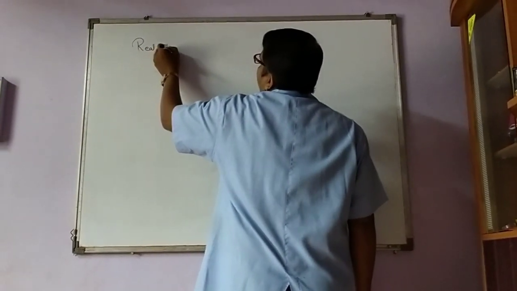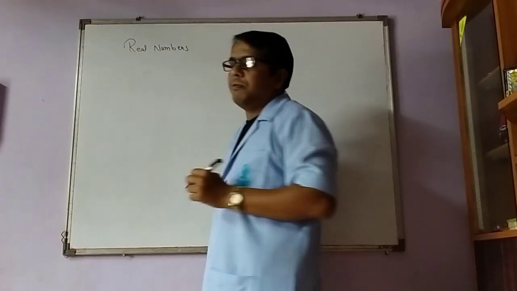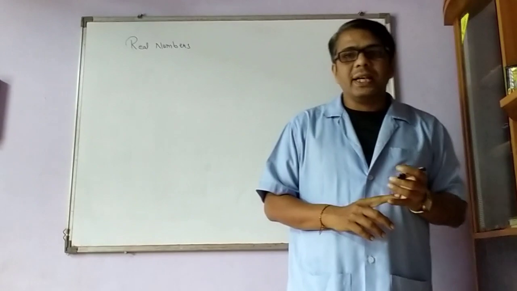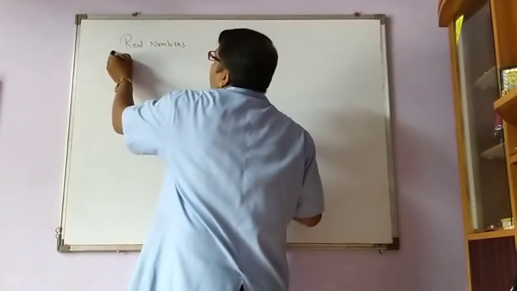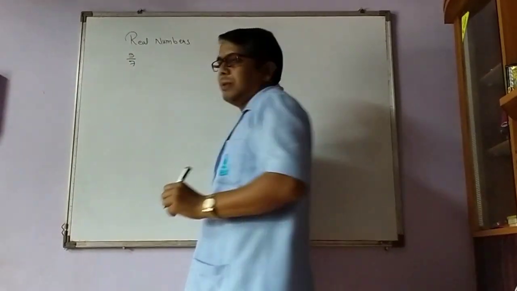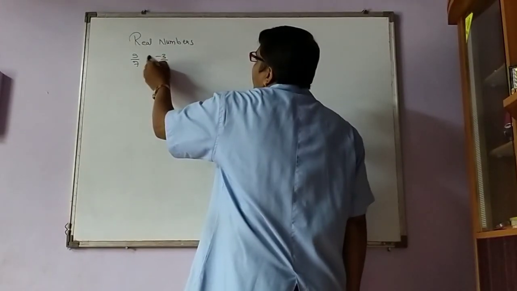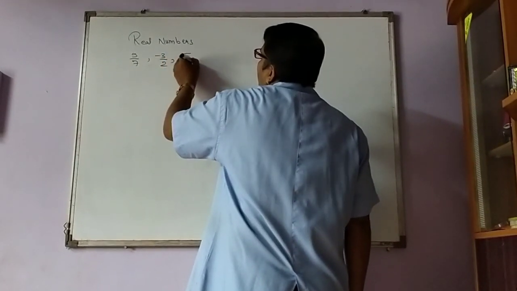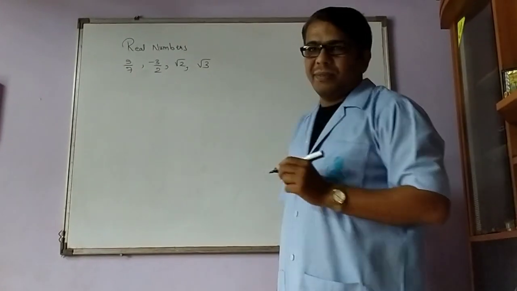So what are real numbers? Real numbers is the collection of rational numbers as well as irrational numbers. So 5 upon 7 is a real number, minus 3 upon 2 is a real number, root 2 is a real number, root 3 is a real number.